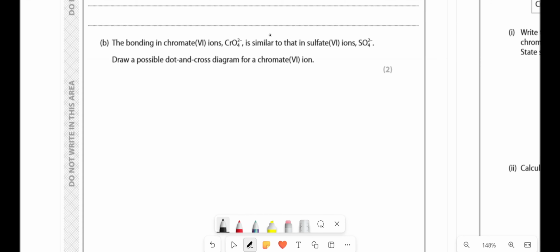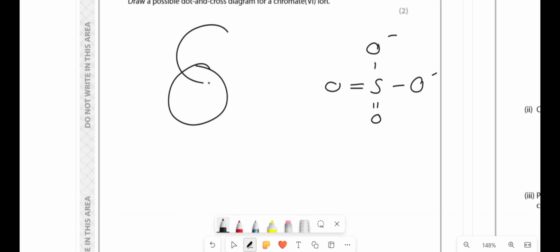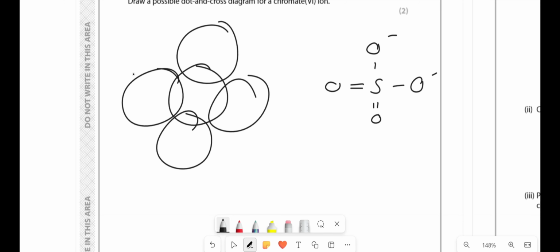Then it says the bonding of the chromate ion is similar to that of the sulfate ion. Draw a possible dot and cross diagram for the chromate ion. So just draw the same as the sulfate ion and replace it with chromium. Normal sulfate looks like this, there's your minuses, there's your double bond O, there's your double bond O. All we need to do is swap it with chromium. So we'll draw a circle for Cr and draw the four oxygens around it. Now there's a single bond between two of them, so I'm going to put a single bond here, here, here and there.